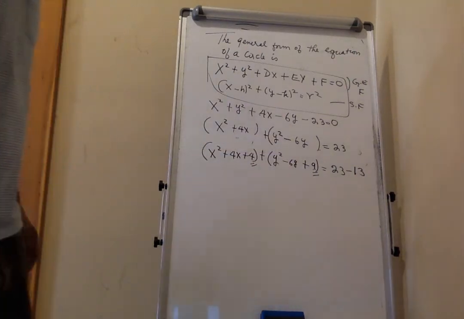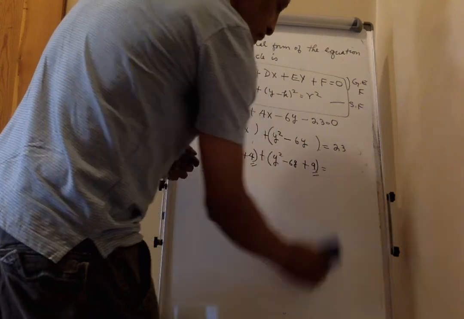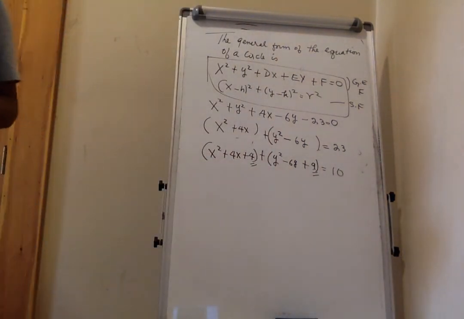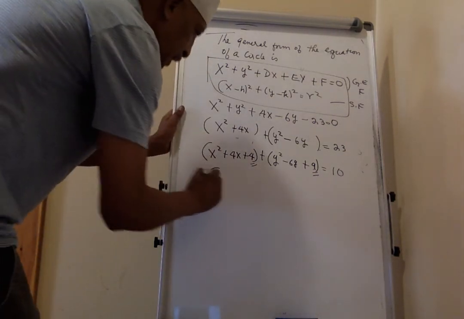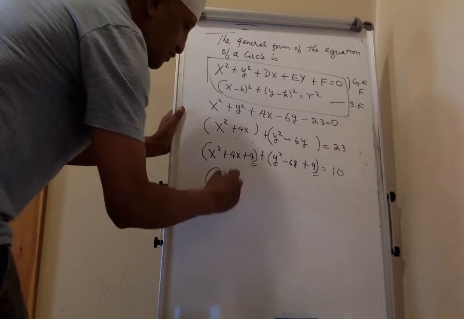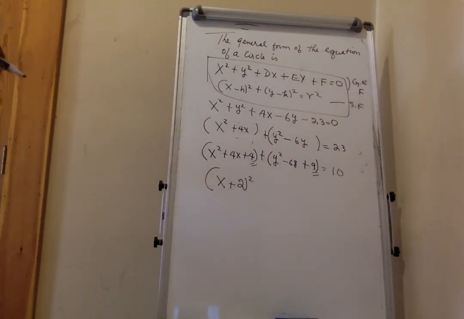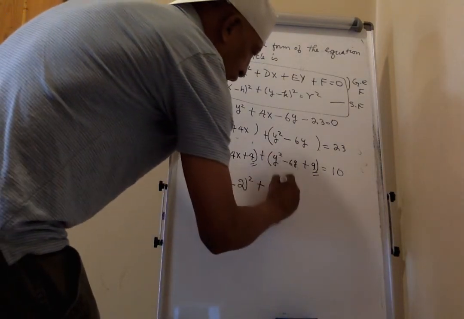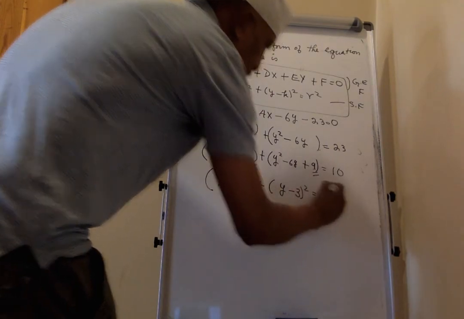Which would give us 36. Okay. Now I'm going to rewrite this as what? This is x plus 2 squared, right? Plus y minus 3 squared, which is equal to 36.